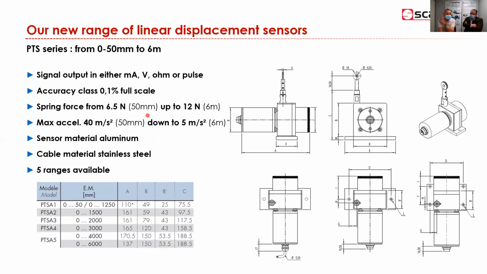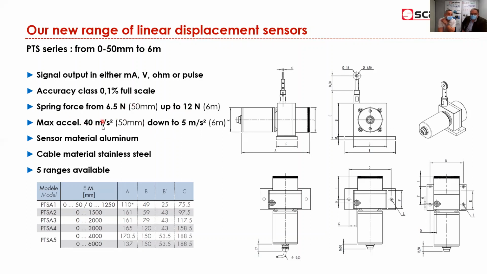So for accuracy, we can see that this force is not too much, but sufficient to be sure that the cable is always straight, no sag. So that explains why, for example, for 6 meters, we have more force to keep the cable straight than what we need for 50 millimeters. Exactly, you're right. We can see that it accepts big acceleration.